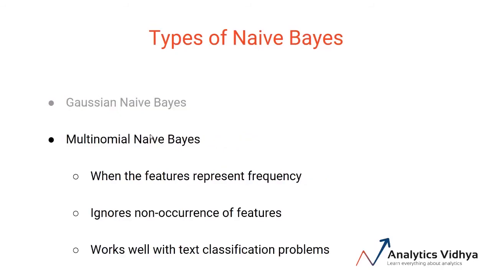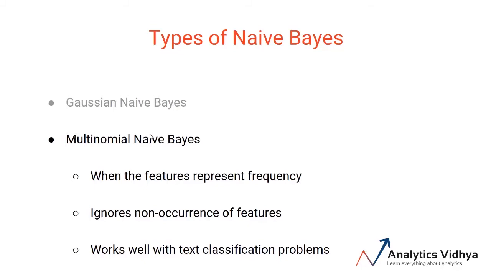Now, the next we have is multinomial Naive Bayes. This is used when the features represent the frequency. So, suppose you have a text document and you extract all the unique words and create multiple features, where each feature represents the count of the word in the document. In that case, we have frequency as the features, right? So, in such scenarios, we use multinomial Naive Bayes.